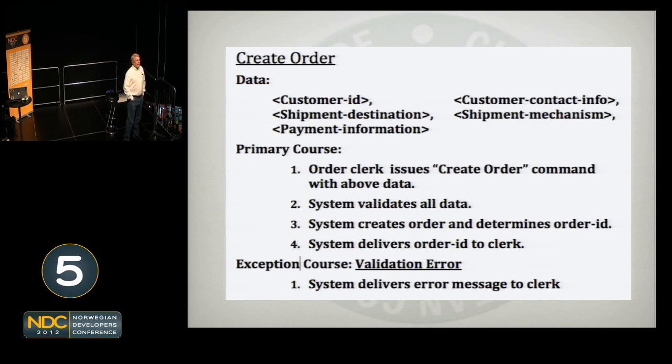This is the create order use case. Very simple idea. Some of you may remember use cases from the 90s. And the idea is easy enough. You write down what the inputs to the system are, what outputs the system should generate, the processing that's in the middle, and you don't mention the delivery mechanism at all. This tells us that we're going to create an order. The incoming data is the customer ID, the shipment destination, the payment information, blah, blah, blah. None of that says anything about a web.